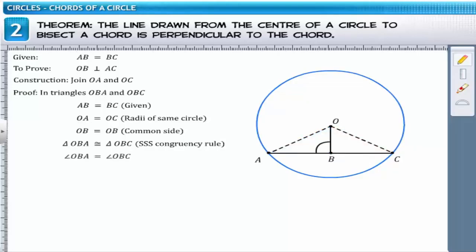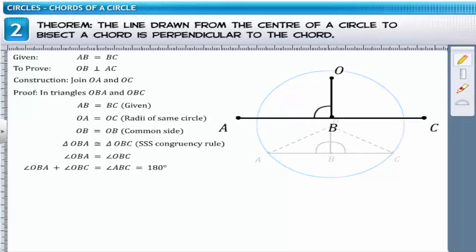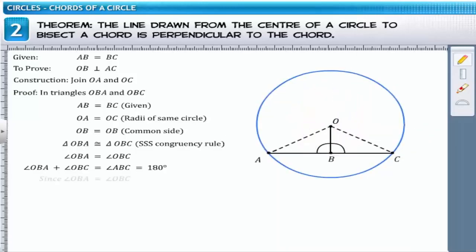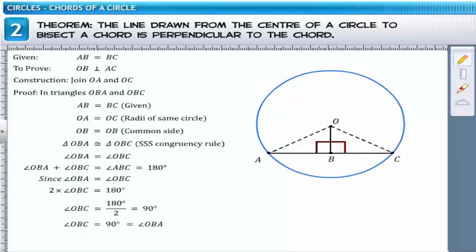This also means that angle OBA equals angle OBC, since congruent triangles have their corresponding angles equal. Angle OBA and angle OBC are equal and together equal the straight angle ABC, which equals 180 degrees. This means that angle OBA and angle OBC are both right angles. This also means that OB is perpendicular to AC. So the theorem is proved.